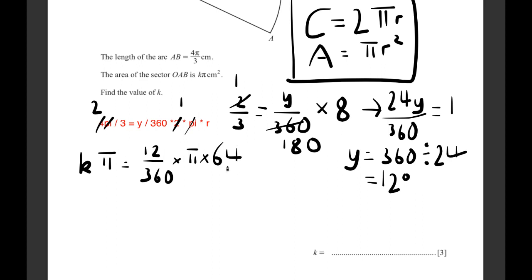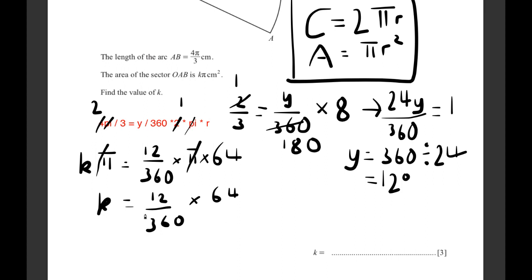Okay, this is going to fall out very nicely. So let's see what we can do here. Well, these two things cancel. So we get k equals 12 over 360 times 64.